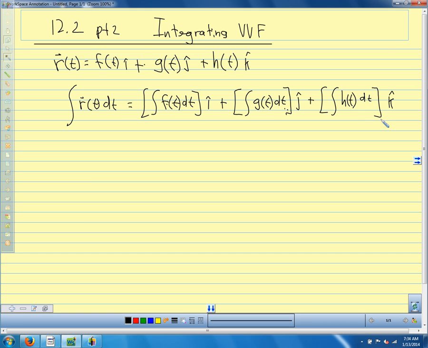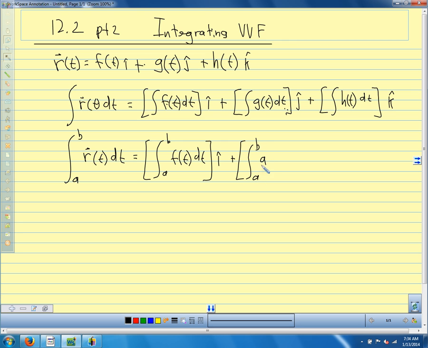And if we want a definite integral on some interval a to b, we just do the definite integral of each piece. So same thing, we're just adding our limits of integration on here. So nothing more complicated. We just end up doing everything with a vector value function if we're in 3 dimensions, doing everything 3 times.